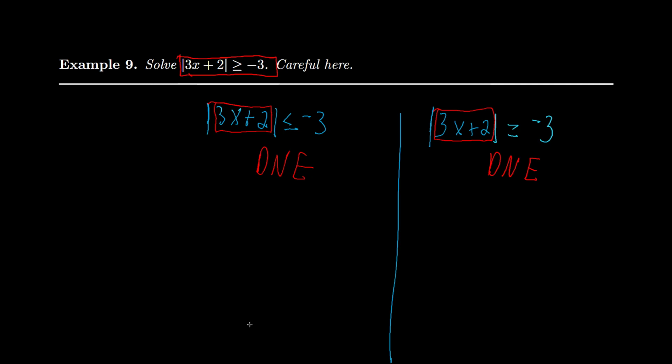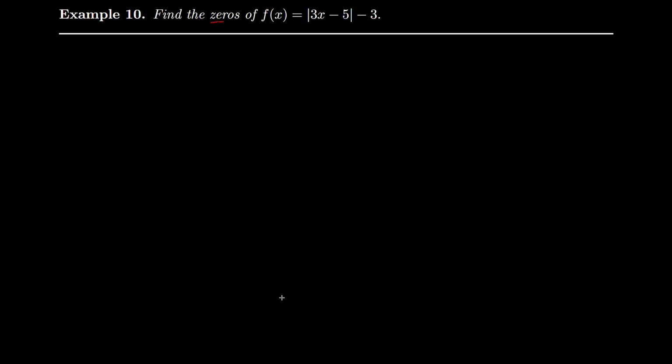All right, so let's look at the last example here. It says to find the zeros of this function, f of x equals the absolute value of 3x minus 5, minus 3. In order to find the zeros of any function f of x, this one in particular and all other ones, you take the function, you set it equal to 0, and you solve that. So all that we're going to do is take the absolute value of 3x minus 5, minus 3, set it equal to 0, and solve it. Because the zeros are where this function evaluates to 0.